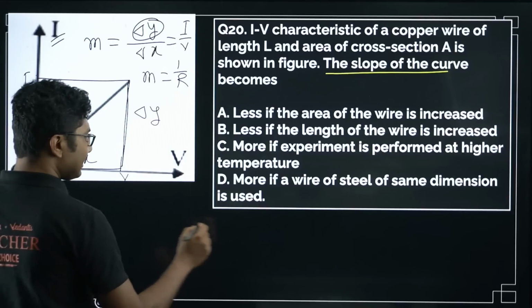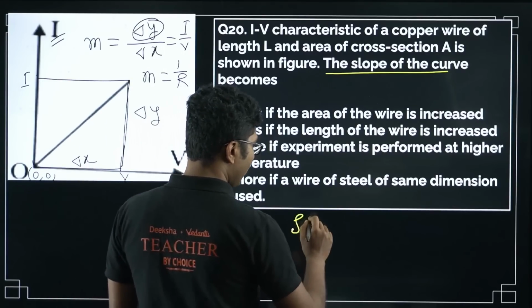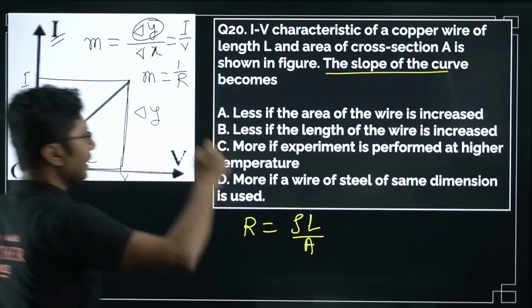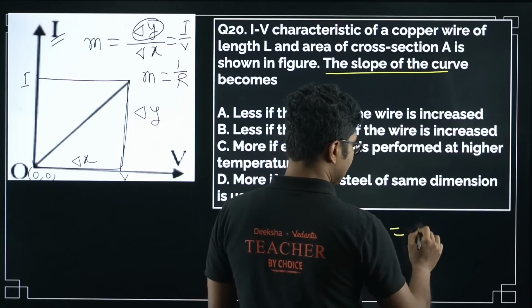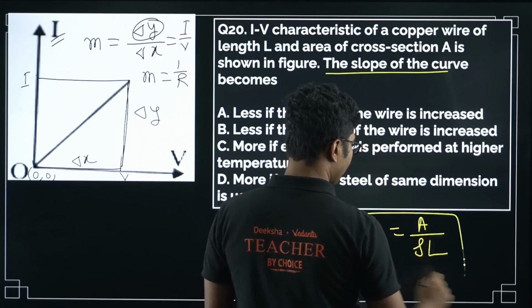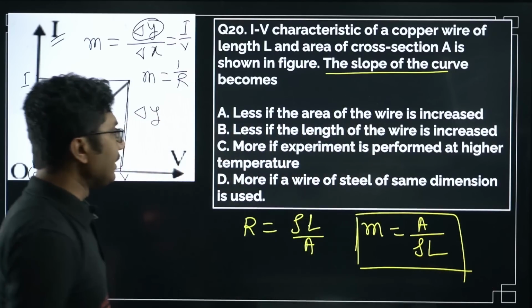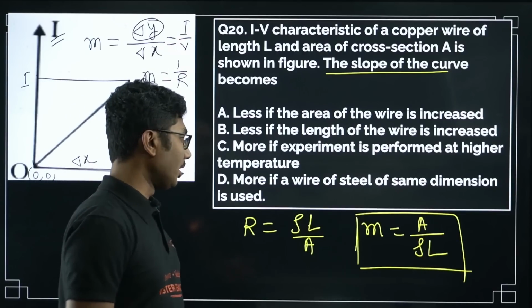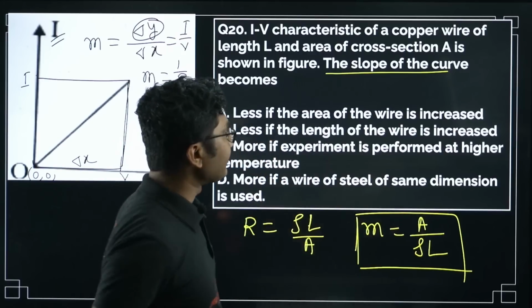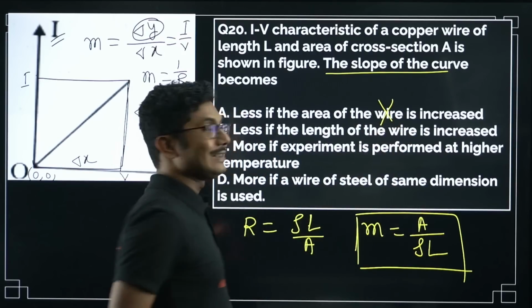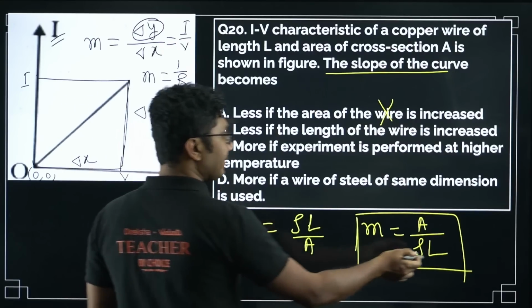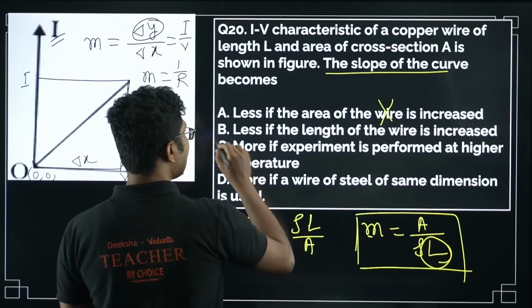Now what is resistance? Resistance is rho L by A. This is the formula for resistance. Now if you put that value over here, slope is area divided by rho into L. So this is the slope. If you increase the area, slope will increase. If you increase the length, slope will decrease. So slope will be less if area of the wire is increased, so definitely not. Increasing the area will increase the slope. Less if the length of the wire is increased. Yes, correct. If you increase length, then slope will decrease. So this is the correct option.